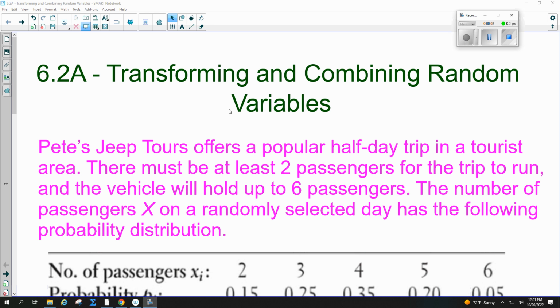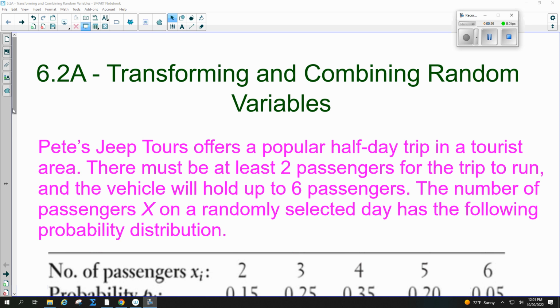All right, you guys. So this is 6.2a, transforming and combining random variables. A lot of this is a review from chapter 2, where we learned that you are always allowed to multiply both the mean and the standard deviation, but you're only allowed to add or subtract from the mean. Never add or subtract from the standard deviation.